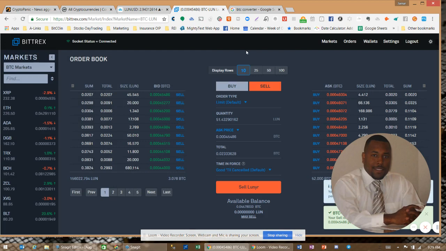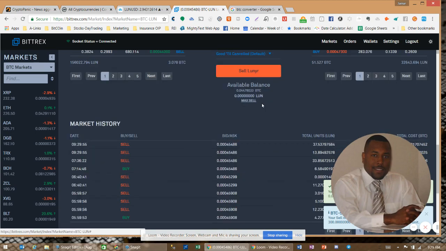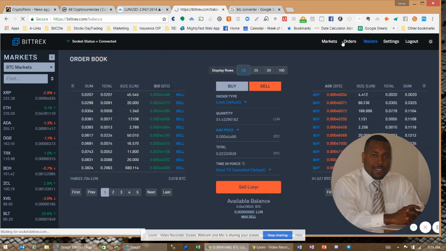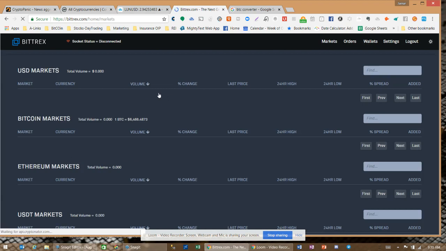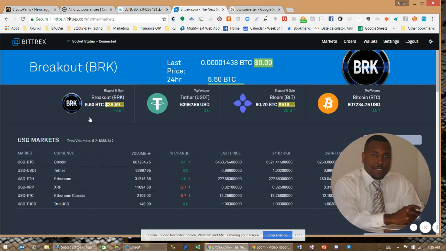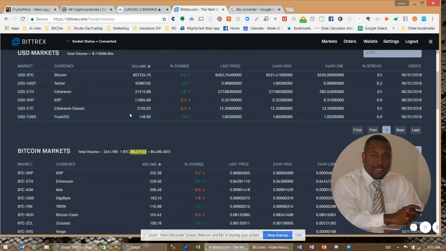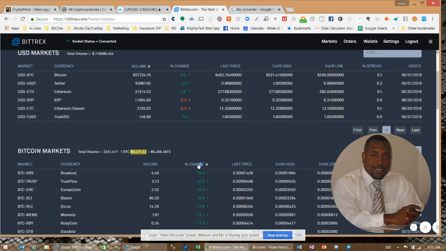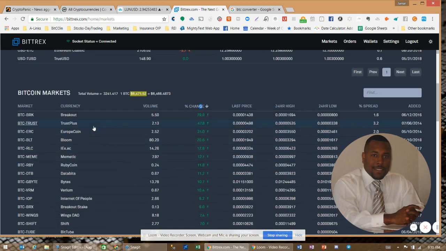Okay, so now we have BTC. We know that in the BTC markets, let's go to the markets. So here's the Bitcoin markets. I have Bitcoin now, so I'm able to buy anything that's in the Bitcoin market. These are things that are moving right now. I'm looking at the last price and the volume, which is the amount of BTC that's being traded on these exchanges.